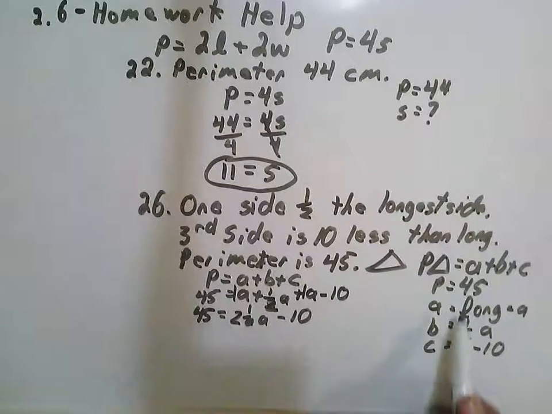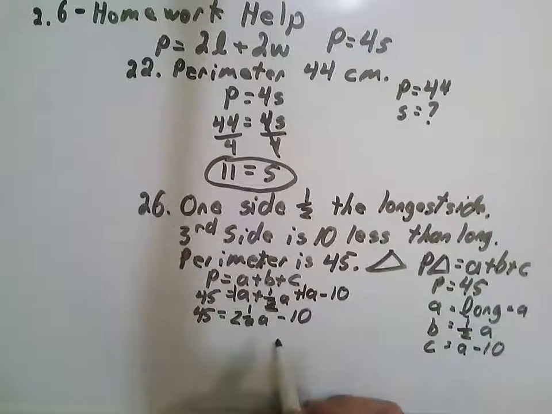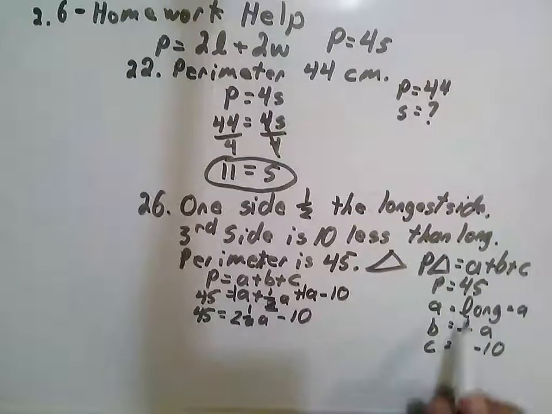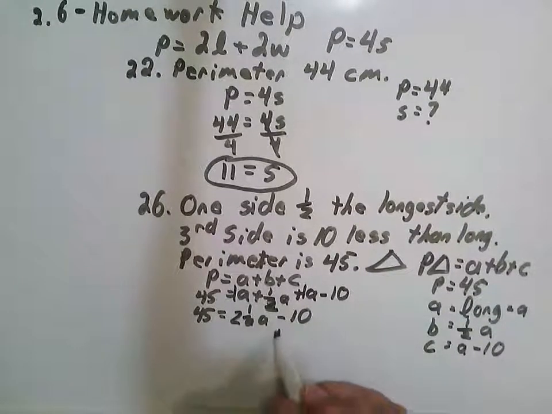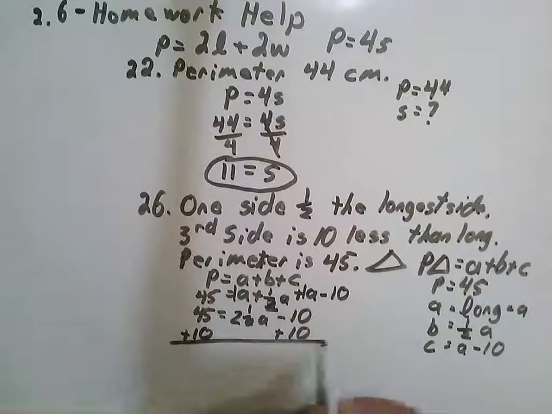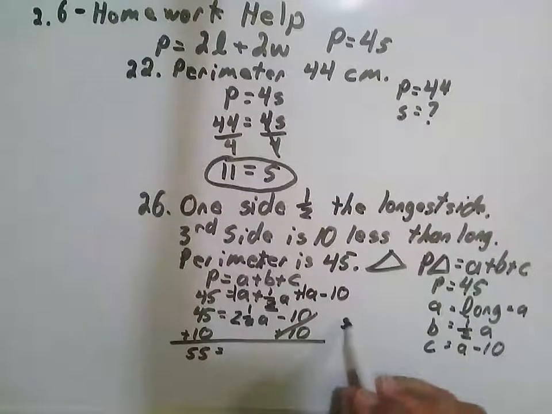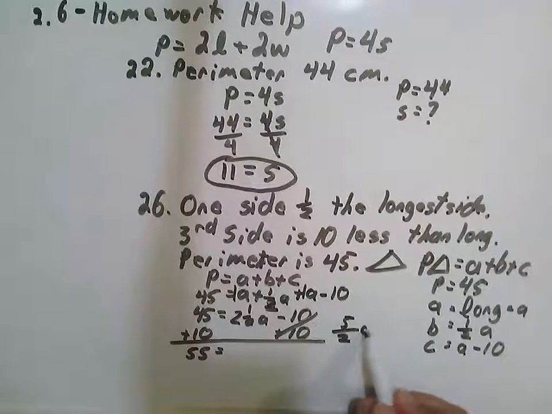And remember, I want to find out what all these sides are. I don't know any, but there's one thing I don't know anything about, and that's really the only thing we have to solve, and the other ones you just kind of plug in. So I have to add 10 to both sides. Whatever I do on one side, I do on the other side. So by doing that, this is going to give me 55 on this side, and this is going to give me 2.5. So remember, 2.5 is the same thing as 5 over 2.